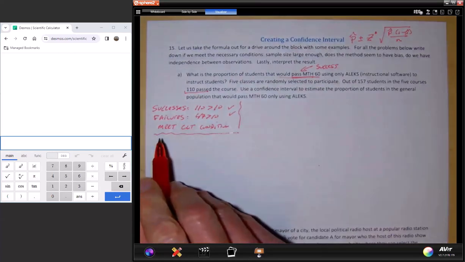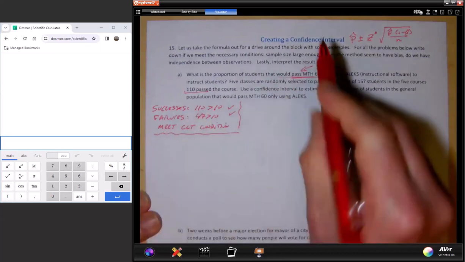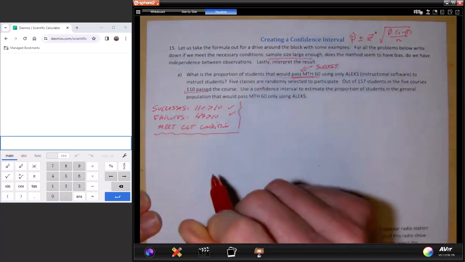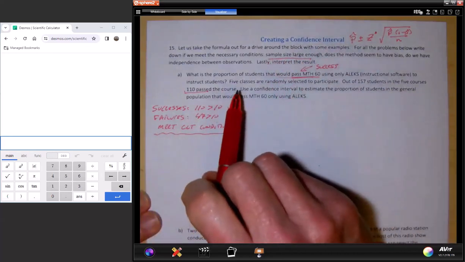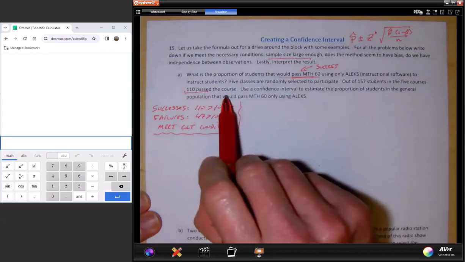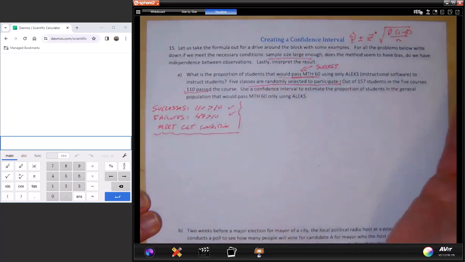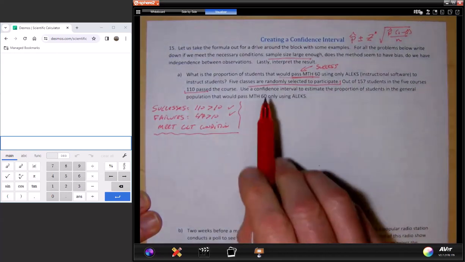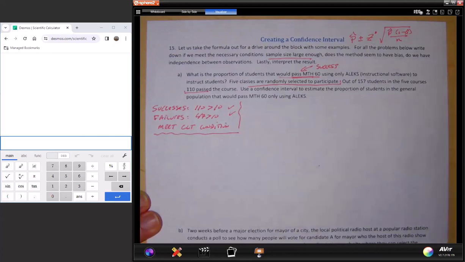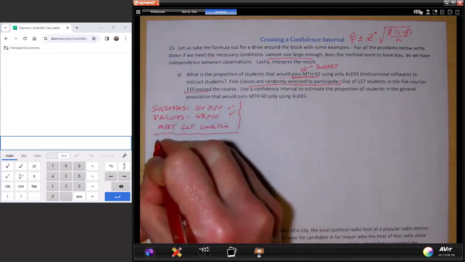Let's see, what else do we need? So our sample size is definitely large enough. Does this seem like it's unbiased? Well, you have 5 classes randomly selected to participate. Now, are those 5 classes representative? You know, if they're randomly selected, it can be, right? So I'm going to say, yeah, should be unbiased.